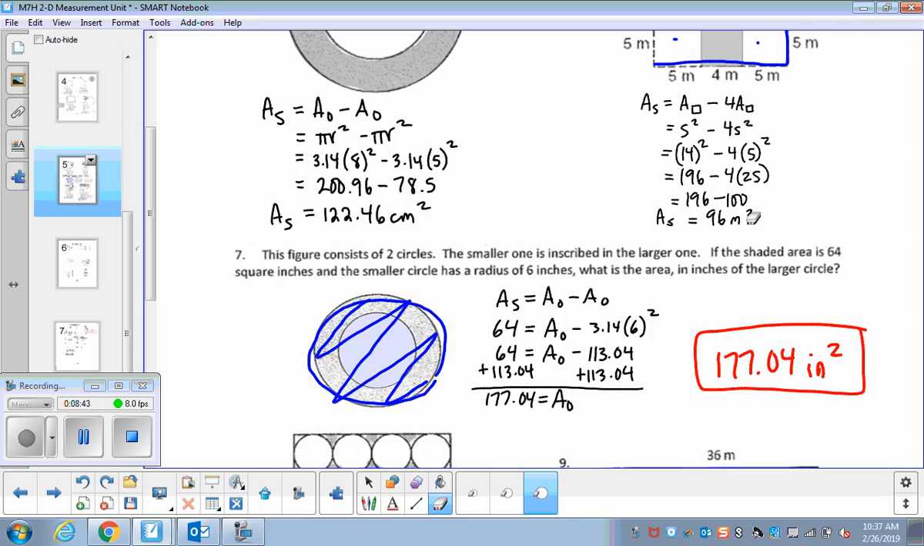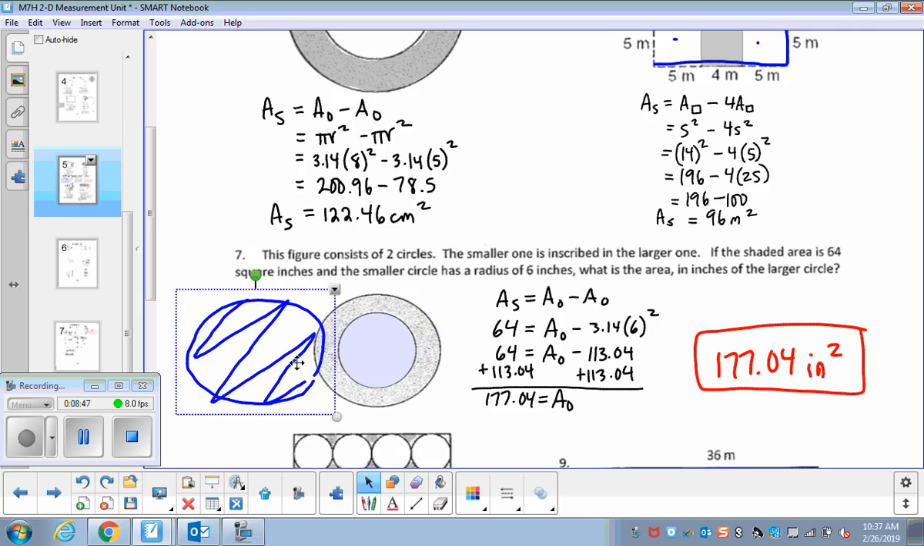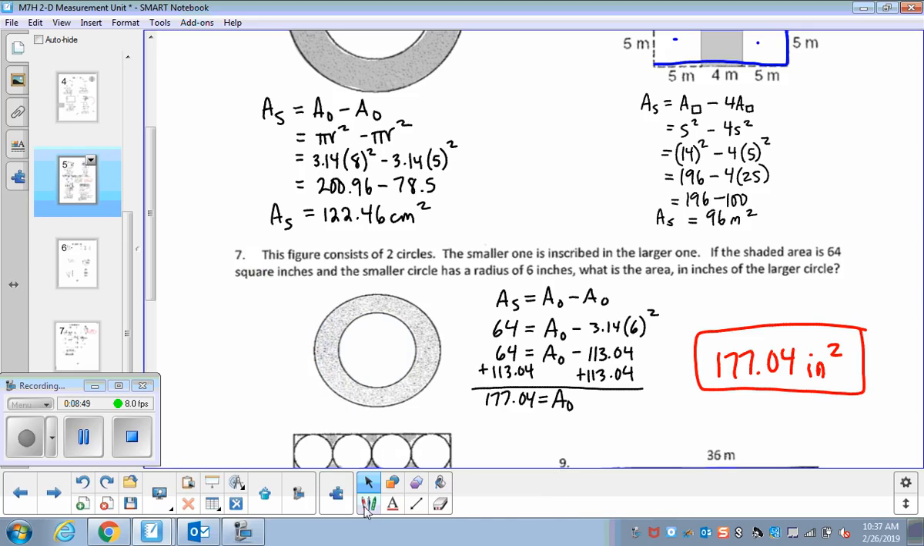Actually, sorry, let me back up with that. It's saying that just the shaded area was 64. So let me back that up real quick. It's saying that just this tubular part is the 64. So the area of our shaded region is right here and has been given to us as the 64.